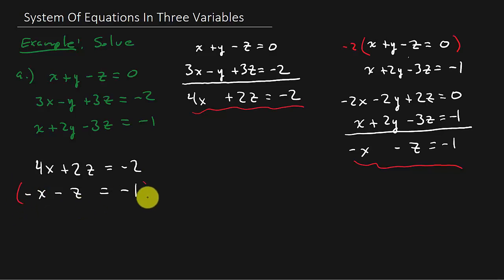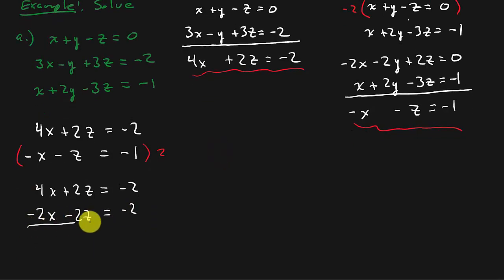So let's multiply by 2, and so this is going to give me 4x plus 2z equals -2, and -2x minus 2z equals -2. And then I add them together, I get 2x equals -4. And then I divide both sides by 2, so I get x equals -2. All right, so there's x. Now I need to know what y and z are.